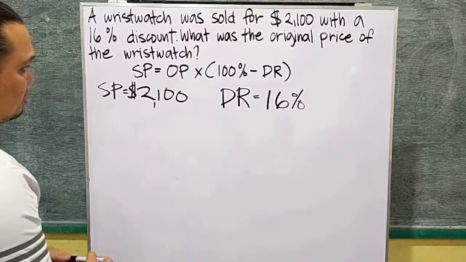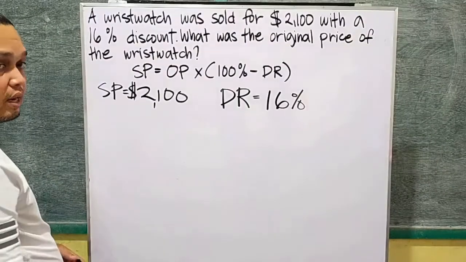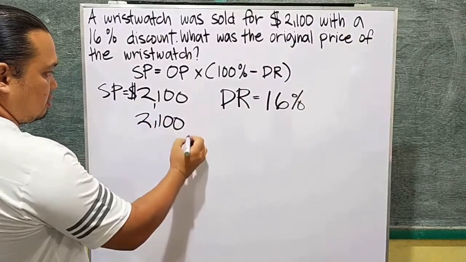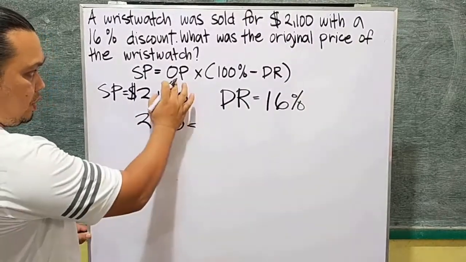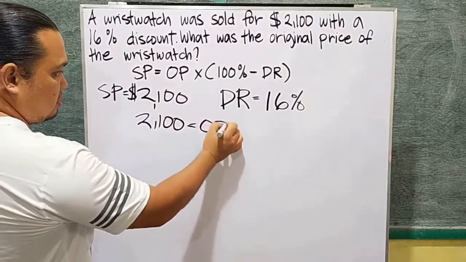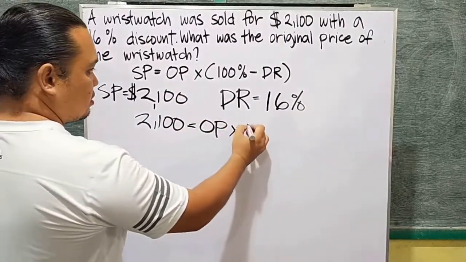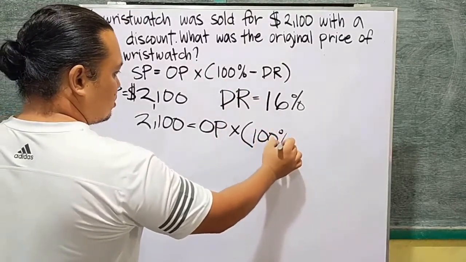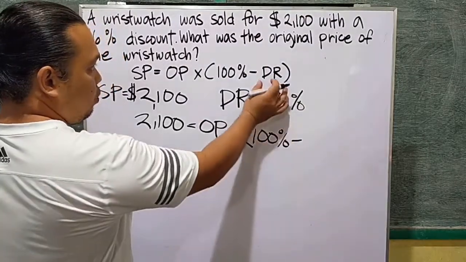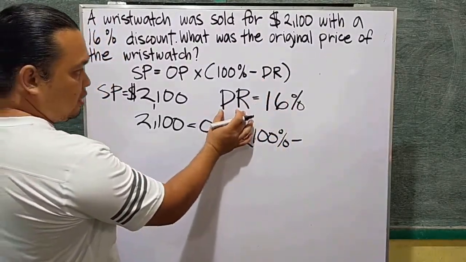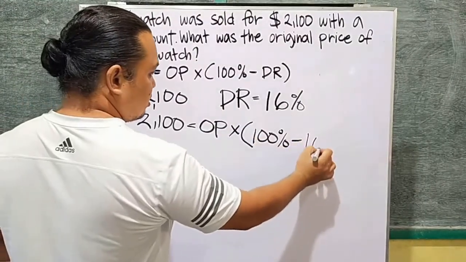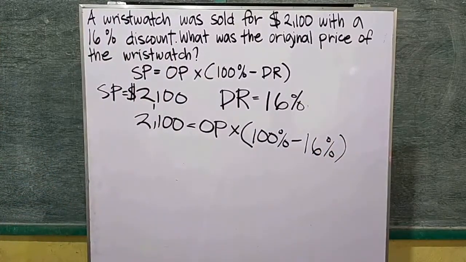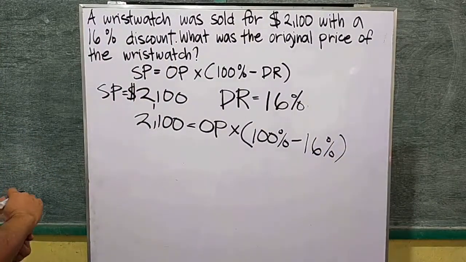So SP here is 2,100. 2,100 is equals to OP, that's what we are looking for, times parentheses 100% minus, what is our DR? DR here is 16%. Okay, let's simplify the formula.